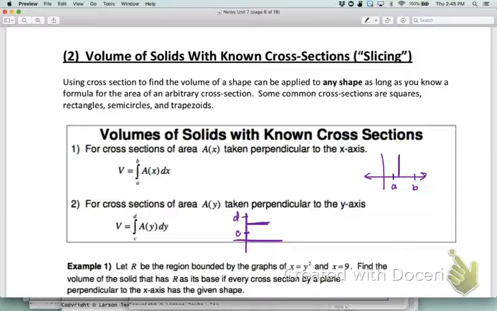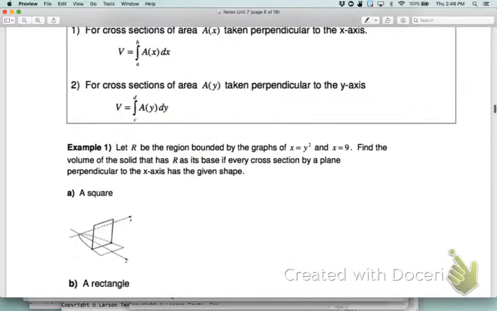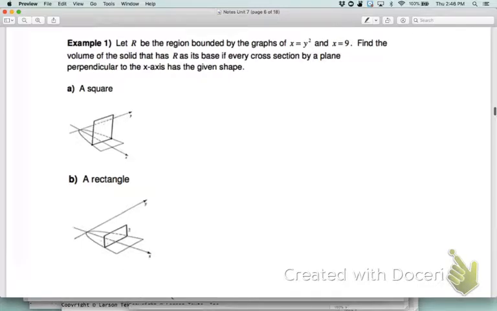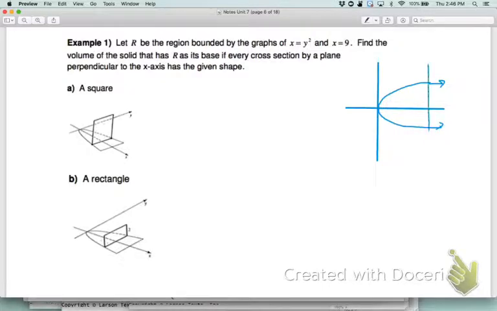So to get us started, let's just work through one example. Let's go back to number 1 here. So we want to let R be the region bounded by the graphs of x equals y squared and x equals 9. So if we're just thinking about that in 2 dimensions, looking at our x and y axis, that graph looks like this: a sideways parabola, and then this vertical line here that is at 9. So this region is the base of our solid.